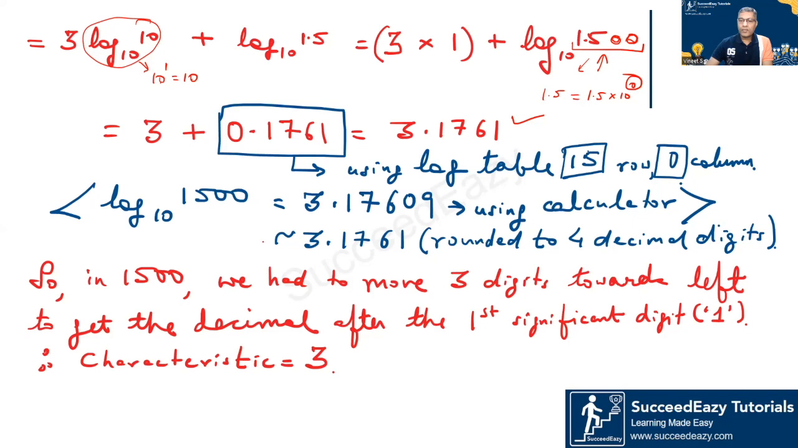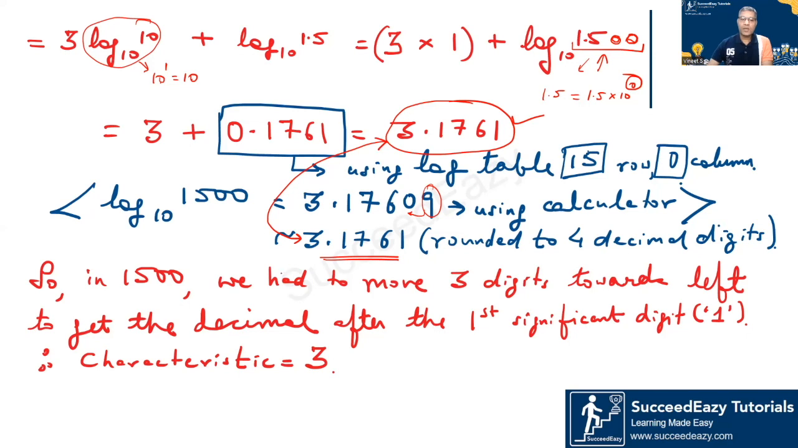Now, by the way, log of 1500 to the base 10 equals 3.17609 using a calculator. Okay. And if you round it to 4 decimal digits, 9 is greater than 5, so the 0 becomes... you will have to add 1 to the 0 so as to make it 3.1761, right? So you get 3.1761. Okay. Using a calculator also, you get this, and the value that we got using the log table matches exactly. So you see, the log tables work.